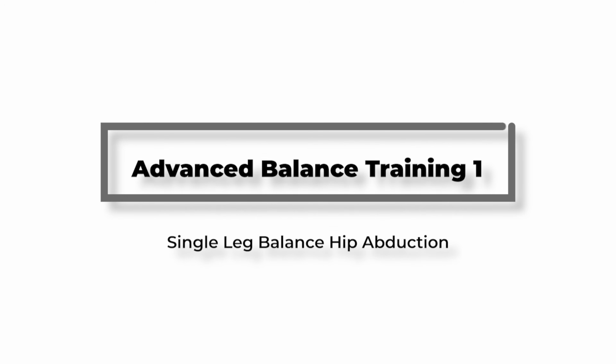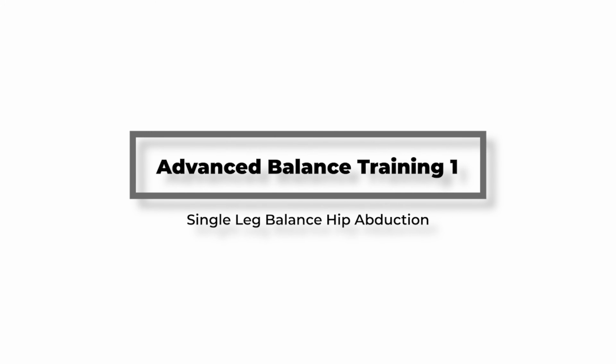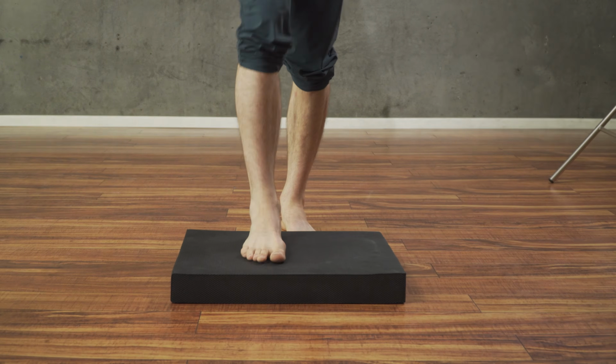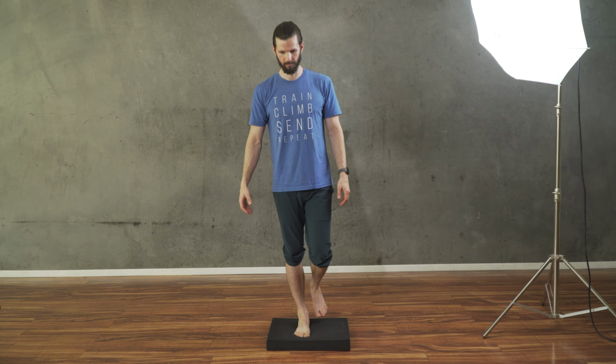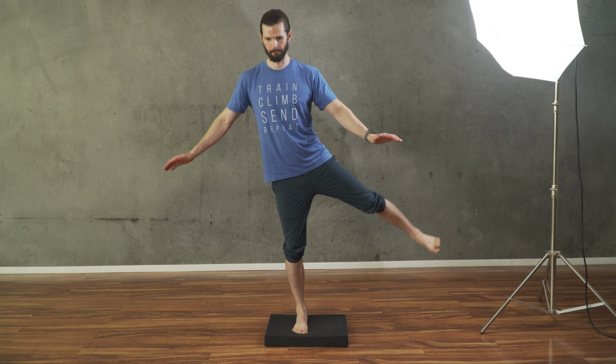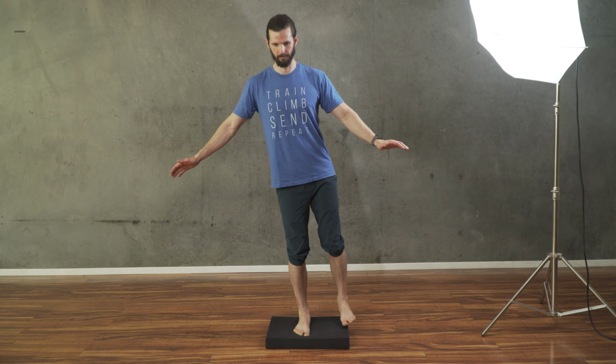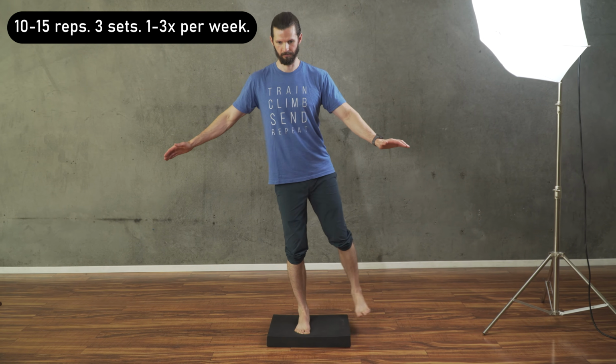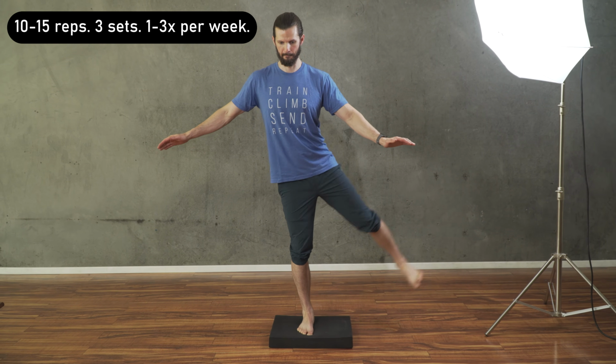Get a foam pad, a folded up yoga mat, pillow, blankie, or BOSU and place it on the ground. Step on the unstable surface with a single leg. With the opposite leg, kick it out to the side. Keep the toes pointing straight forward on both legs. Don't bring the moving leg forward. It should be slightly behind your stationary leg.